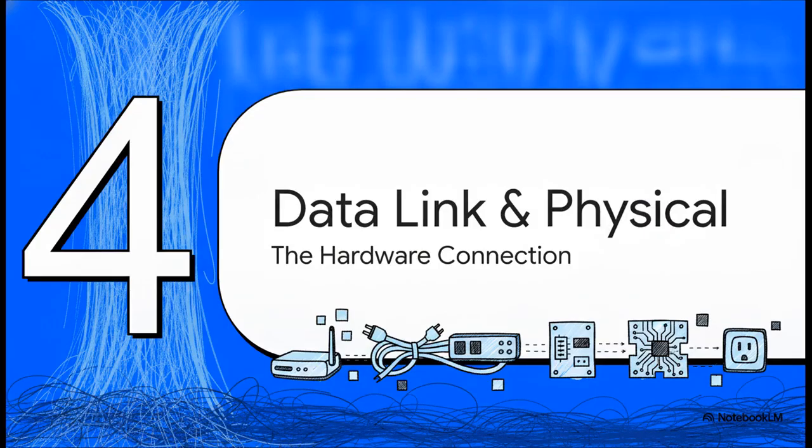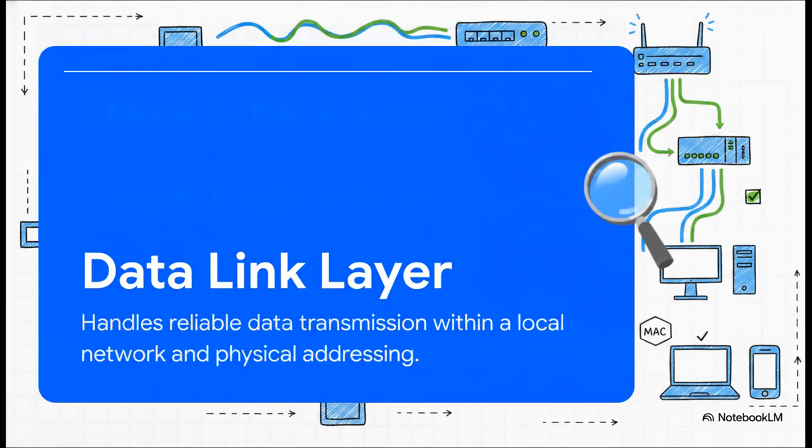Let's move on to Section 4, data link and physical layers, the hardware connection. We have officially reached the bottom of our data waterfall, which is where those logical, software-based rules finally meet actual physical hardware. First up in this duo is the data link layer. This layer handles reliable data transmission within a local network, manages physical addressing, which you probably know as MAC addresses, and organizes the data into frames.